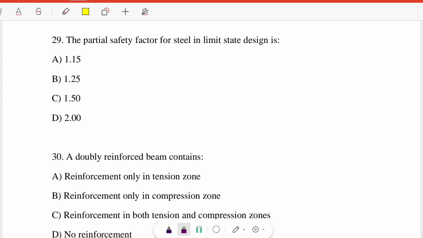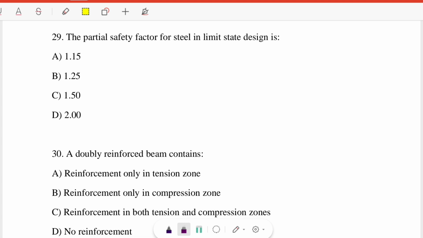Next question, the partial safety factor for the steel in the limit state design is option A 1.15, option B 1.25, option C 1.5, option D 2. The correct answer is option A 1.15.